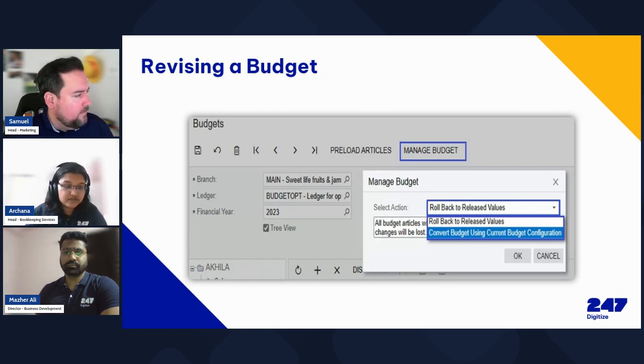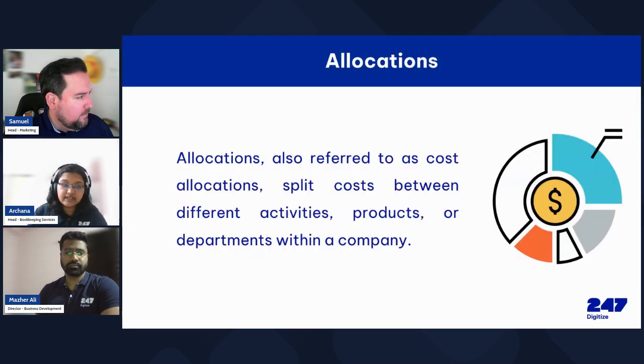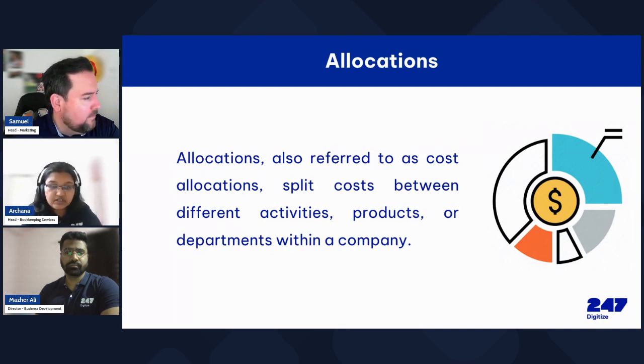In the final part of this webinar, we will now move on and look at allocations. Allocations are also referred to as cost allocations, which split costs between different activities, products, or departments within a company. In Acumatica, you can create and maintain allocation rules, which basically define how allocations are to be performed, and perform allocations automatically based on your definitions.